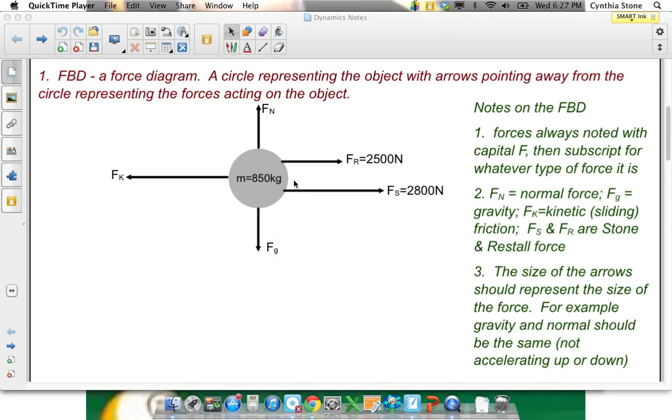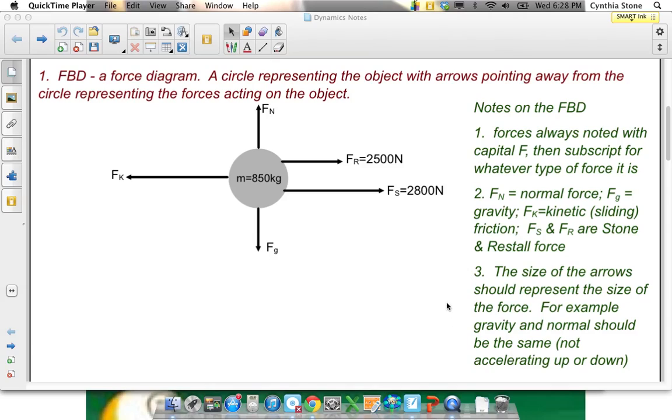So in this case, F always represents force, and F_R for Restall, so he's applying 2,500, I'm applying a little bit more, 2,800 N. You may not remember, but it's called the normal force, and we'll talk a little bit more about that another time. Then we have our kinetic friction, because it's holding the car back, and it's kinetic because we're moving. So you might remember that if you're moving or sliding, then it's called Fk, and if you're just starting to get it to move, that's when you use what's called static friction, or Fs. Okay, and Fg is gravity.